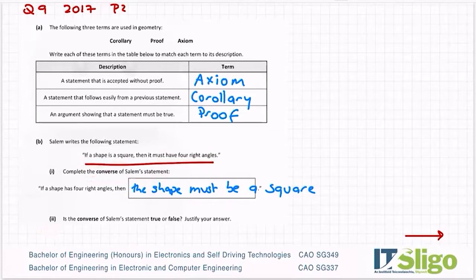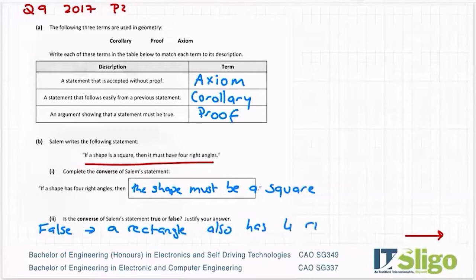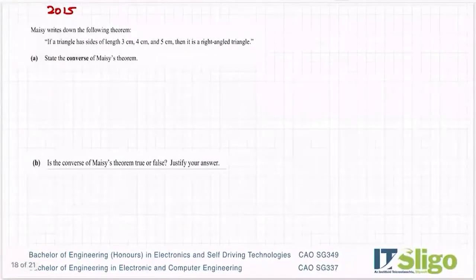And part 2 then says, is the converse of Salem's statement true or false? Well, I would say it's false. And the reason I would give is a rectangle also has 4 right angles. Okay, and that was that question done. So it's a grand old question if you know it. If you don't, it's kind of hard to waffle your way through it. And this is a little bit uncomfortable until you get used to just flipping statements and being comfortable with them. Okay, so just to see another one in action, let's have a look at this 2015 question.